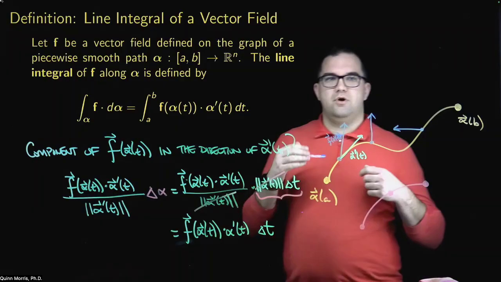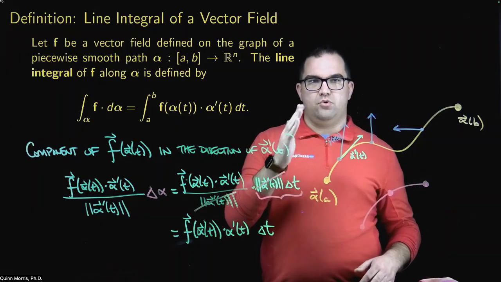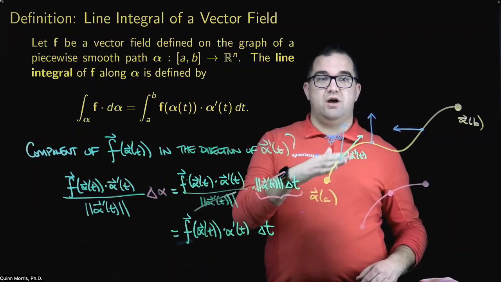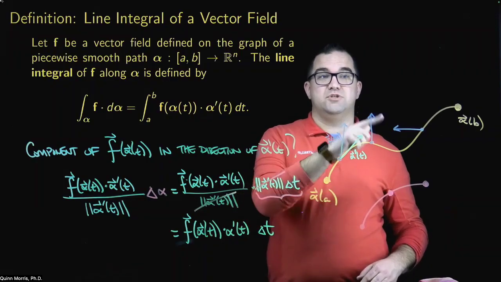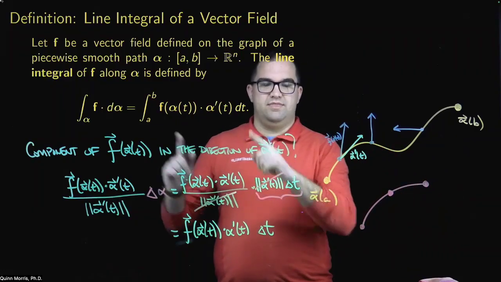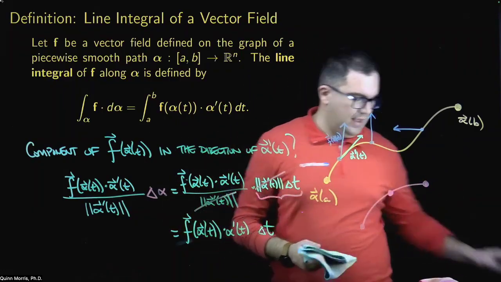It's trying to capture the total components of the vector field that are in the direction of the curve, weighted with respect to arc length. Okay, that's really what this quantity is trying to get after.